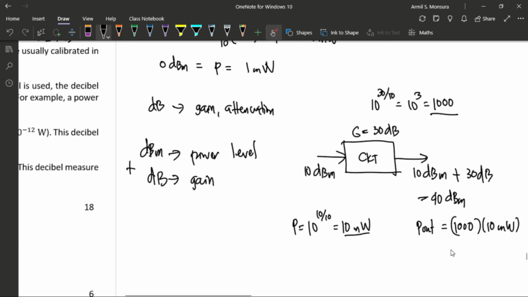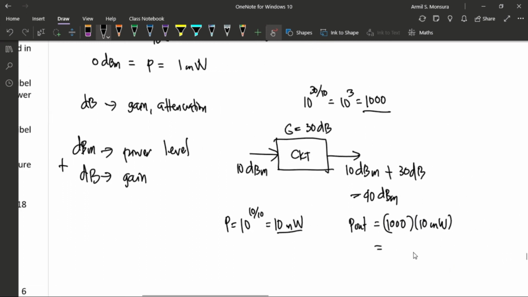So that should give us, since this is 1,000, the milliwatts would cancel each other out. So it's like 10 milliwatts, 10 times 10 raised to negative 3, or 10 milliwatts is 0.01 watt. So we multiply that by 1,000. We will have to move this three times, 1, 2, 3. So the power output is 10 watts. That will be our power output.